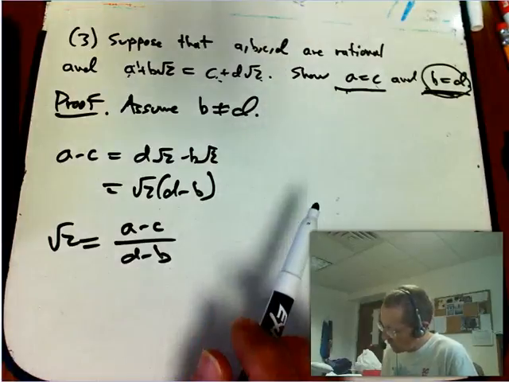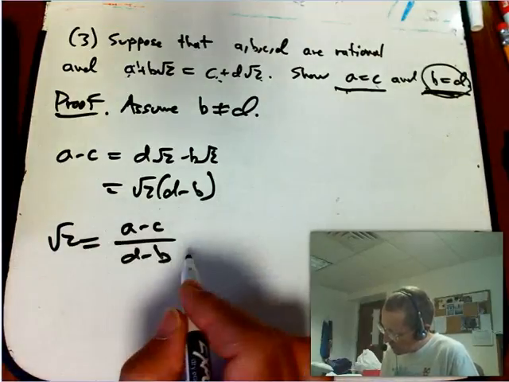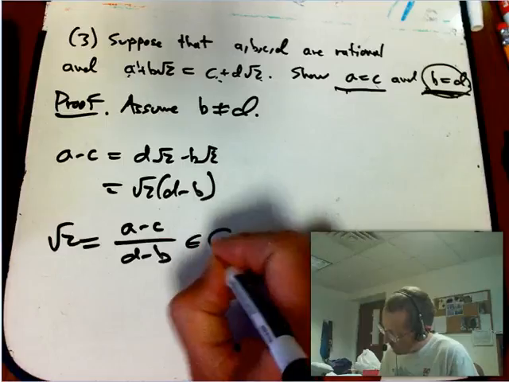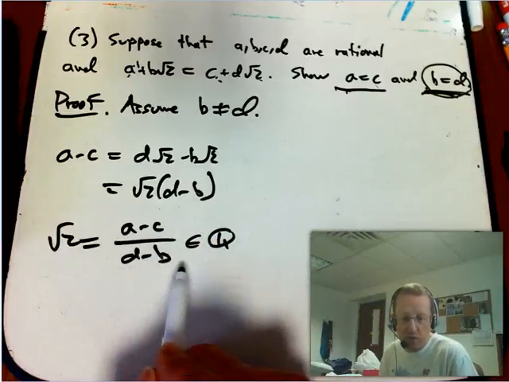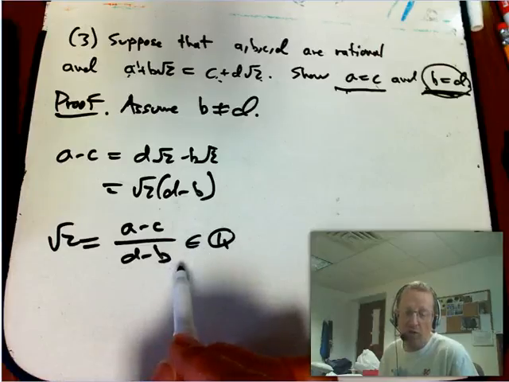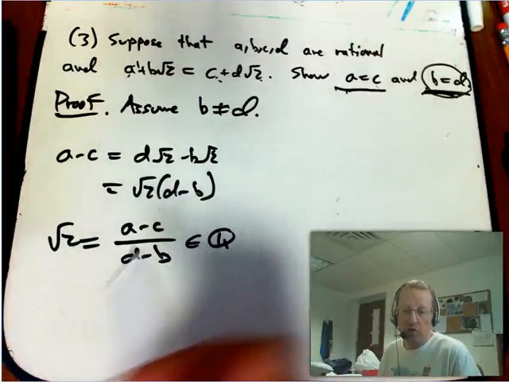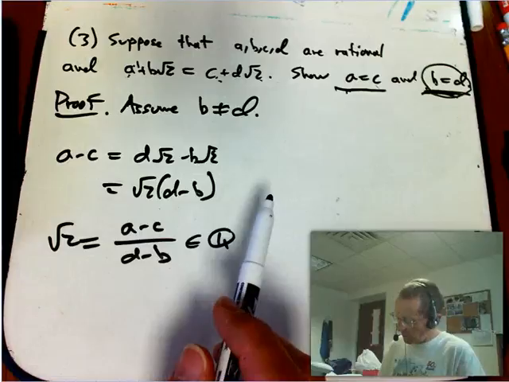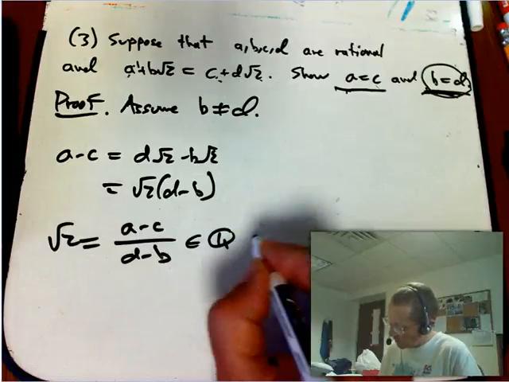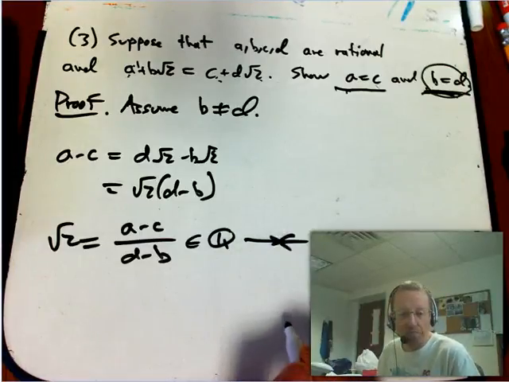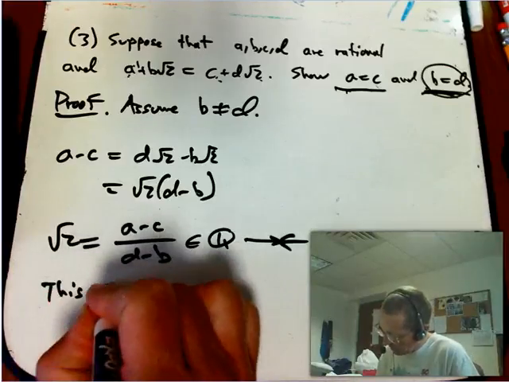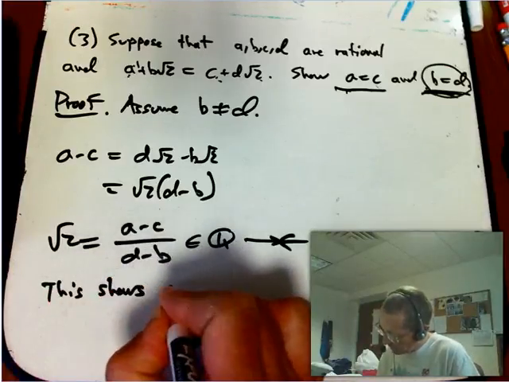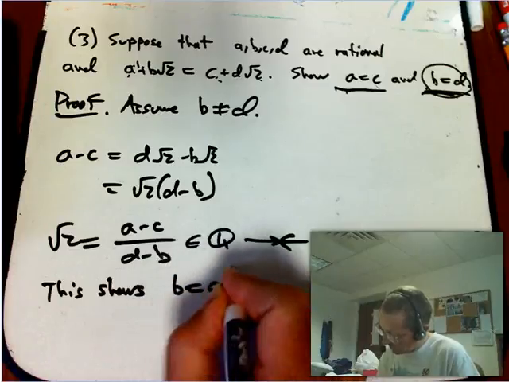So I'm going to assume that b is not equal to d, and I get this expression. Well, duh, the difference of two rationals is rational, and the quotient of two rationals is rational. We haven't proved that super carefully, but we're assuming that we know that kind of simple fact. And there's our contradiction, because we know root 2 is not rational. So this shows that, in fact, b does have to equal d.